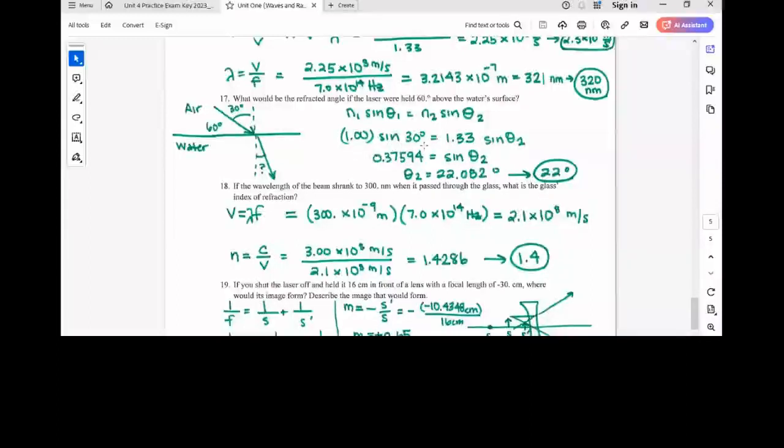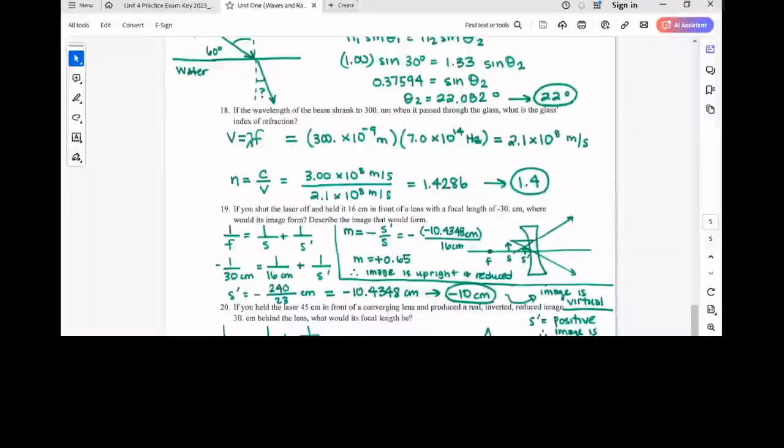Sine theta 1 is going to be the sine of 30 degrees, and that has to be equal to n2 sine theta 2, where I know the second index of refraction, but I don't know the angle theta 2. Because this light ray is going from air, which has the lower of the two indices of refraction, into water, which has the higher of the two, this angle should go from a big value to a smaller value. So the fact that we get something that's less than 30 makes sense here.